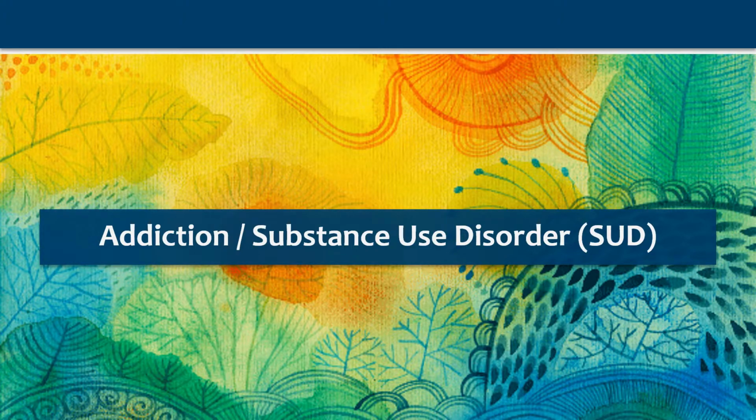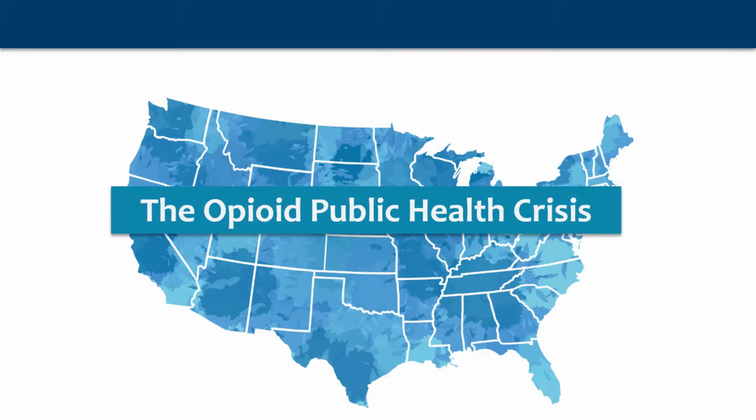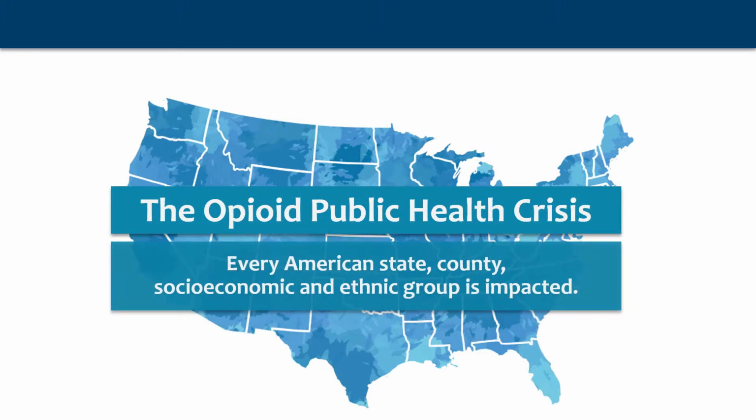We'll cover in this section information about the current public health crisis driven by opioids, which include prescription pain medication and illicit or illegal opioids such as heroin. As reported by the Centers for Disease Control, or the CDC, the United States is in the midst of an opioid public health crisis, with every American state, county, socioeconomic, and ethnic group impacted.